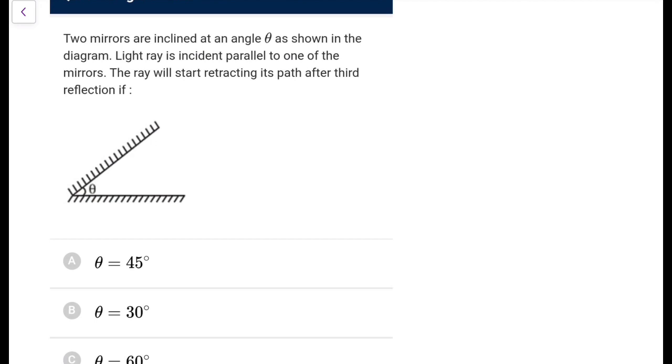Now the next one. There are two mirrors which are inclined at an angle theta as shown in the diagram. Light rays are incident parallel to one of the mirrors. The ray then starts retracing its path after the third reflection. Now this is very important. Start retracing. The principle of optical reversibility simply suggests that on the third reflection it should fall perpendicular to the mirror.